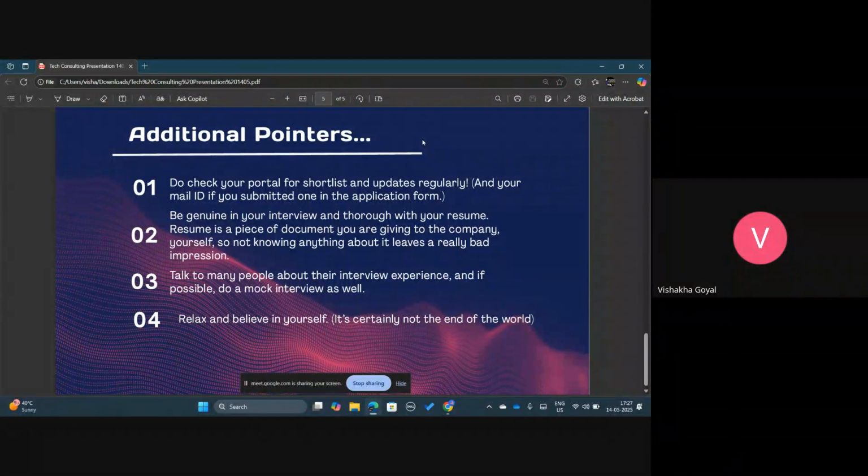Third, talk to many people about their interview experience, because in my case, it was my first interview, but it didn't really look like a first interview because I had done a mock interview before. When you talk to seniors about how their interview experience was, in detail, you get a picture in your mind that this kind of interview flow will be there. So you're not panicked at the moment. It's not the first time for you. If you can do a mock interview, that will be really great.